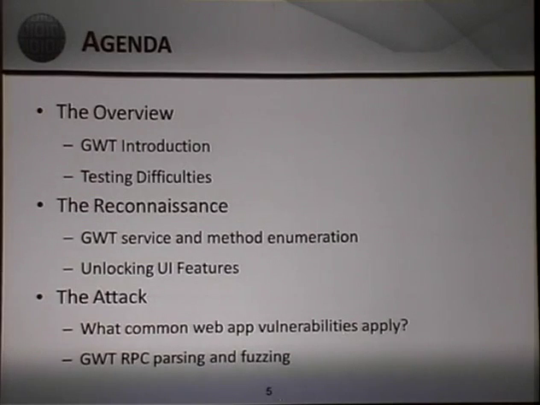So a quick overview. I'm going to do a quick introduction on Google Web Toolkit, just in case anyone here isn't familiar with it. Discuss some of the testing difficulties. Talk about some reconnaissance techniques, how to enumerate all the services and methods that would be called by the application, how to unlock user interface features, and how to actually attack them. So what common web app vulnerabilities apply to Google Web Toolkit. And Google Web Toolkit actually uses a custom RPC protocol when it's sending requests. So we'll talk about how to actually parse them so that you can perform some automated fuzzing.